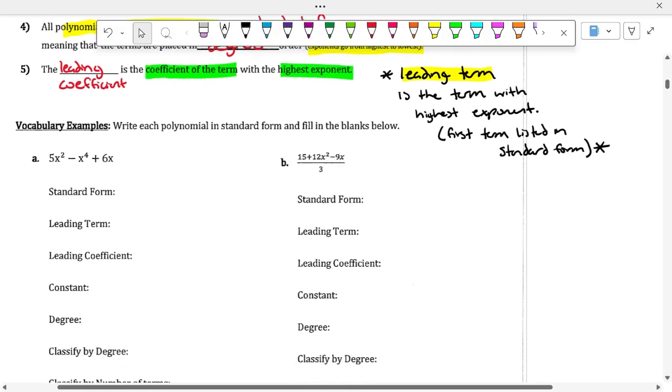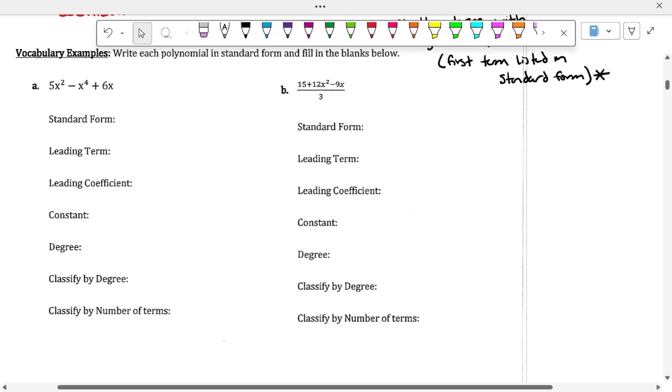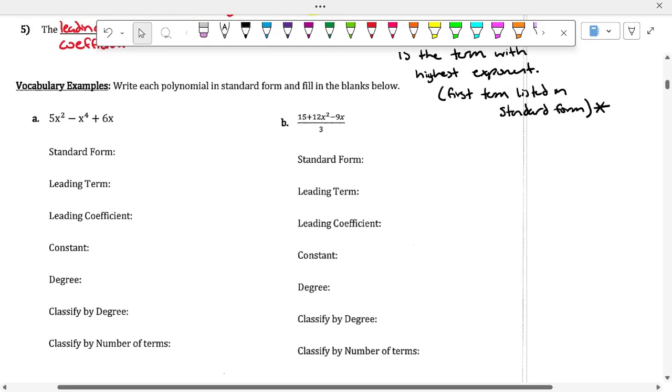All right, so let's do some examples. First off, let's look at letter A. Is this polynomial in standard form already? Is it going from the highest to lowest exponent? Yes or no? What do you guys think? No. Why? What is the highest exponent? The 4. And where is it? In the middle. It's not first.